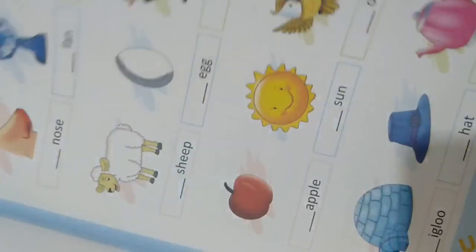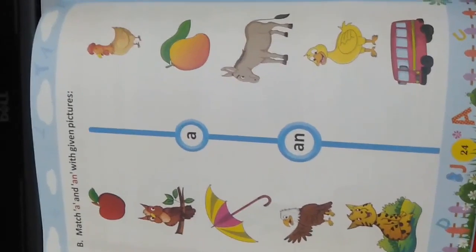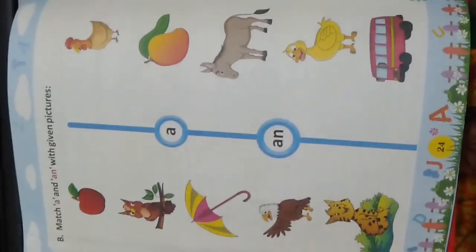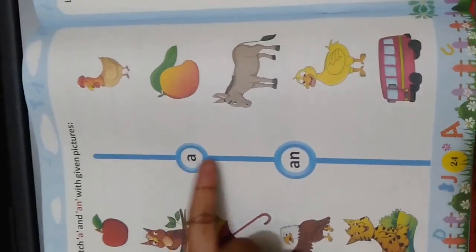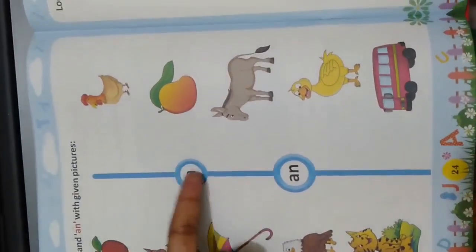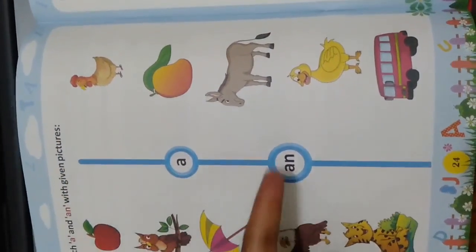Now look at the next page. You have to match a and an with the given pictures. I hope you can match this picture alone. Here are some pictures, and a and an written over here. You have to match, like this is apple. You have to match like this, okay, a with the hen and an with the apple. You can do it alone.